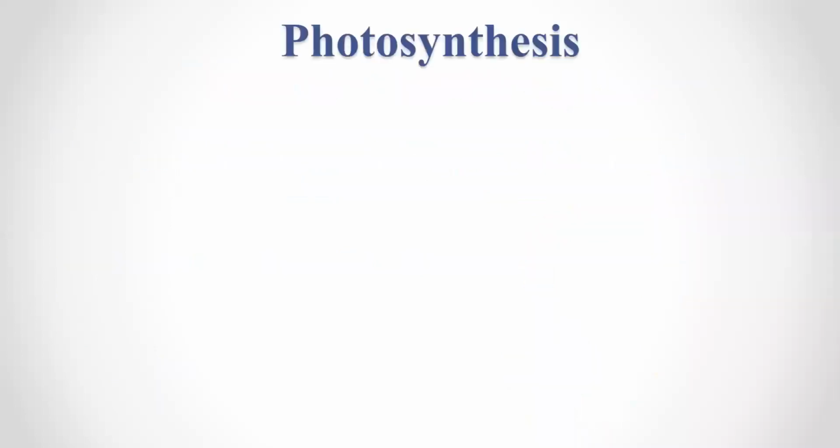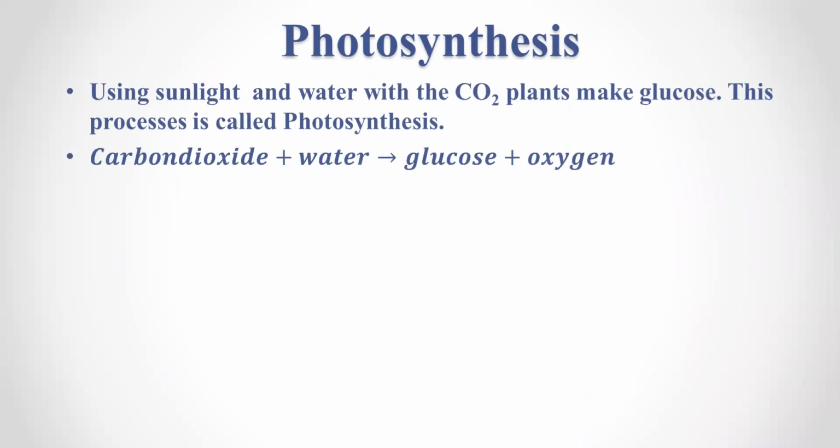So what is photosynthesis? Using sunlight and water with carbon dioxide, plants make glucose. They use sunlight combined with water, plus there are minerals as well which the water takes up from the soil, and when they combine with carbon dioxide they make glucose, and this process is called photosynthesis. As you can see through the word equation of photosynthesis, carbon dioxide plus water gives glucose, and there's a byproduct, oxygen as well.